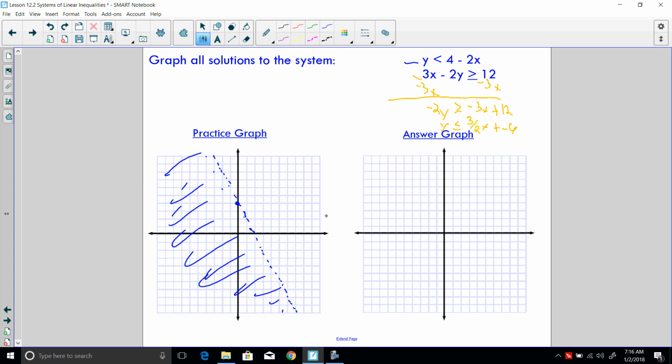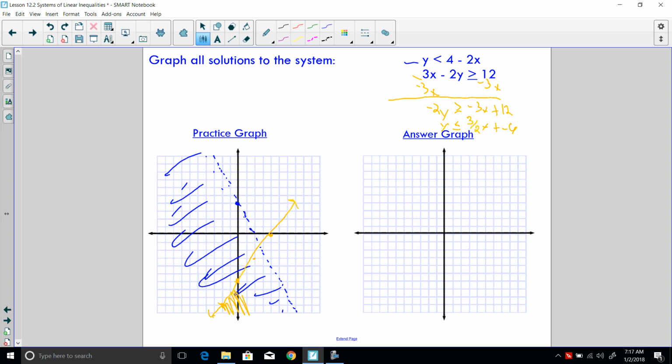So I have a y-intercept of -6. And so that's going to be 1, 2, 3, 4, 5, 6 right here. I have a slope of 3 over 2. So I go up 1, 2, 3, right 1, 2. 1, 2, 3, 1, 2. And I can do it exactly backwards. Down 3, left 2. I know that's going to be a solid line because I see a line underneath. And it is less than, so I'm going to shade below.